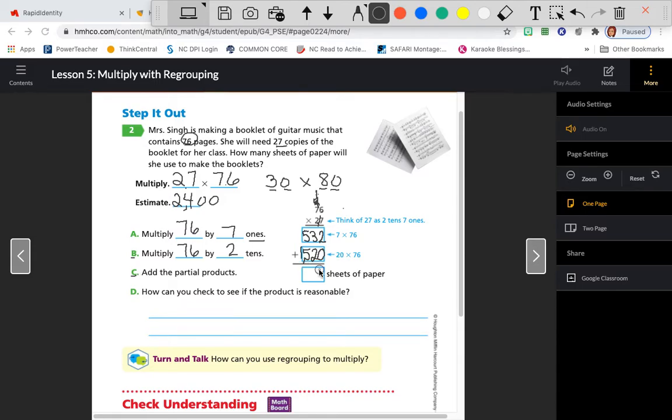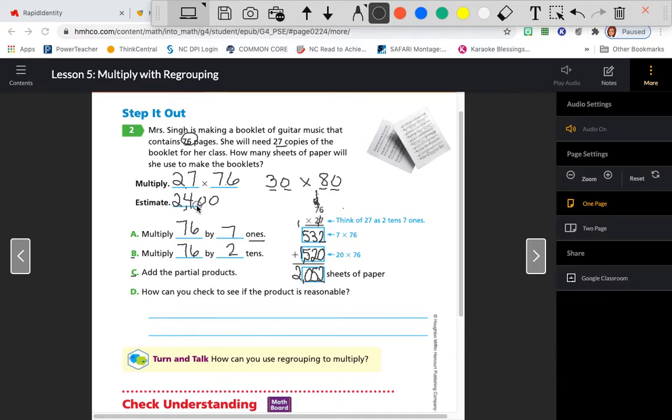Now, the next step is to add the partial products. So we have 2 plus 0 is 2. 3 plus 2 is 5. 5 plus 5 is 10. So we have to do some regrouping. 1 plus 1 is 2. So you should have gotten 2,052 sheets of paper.